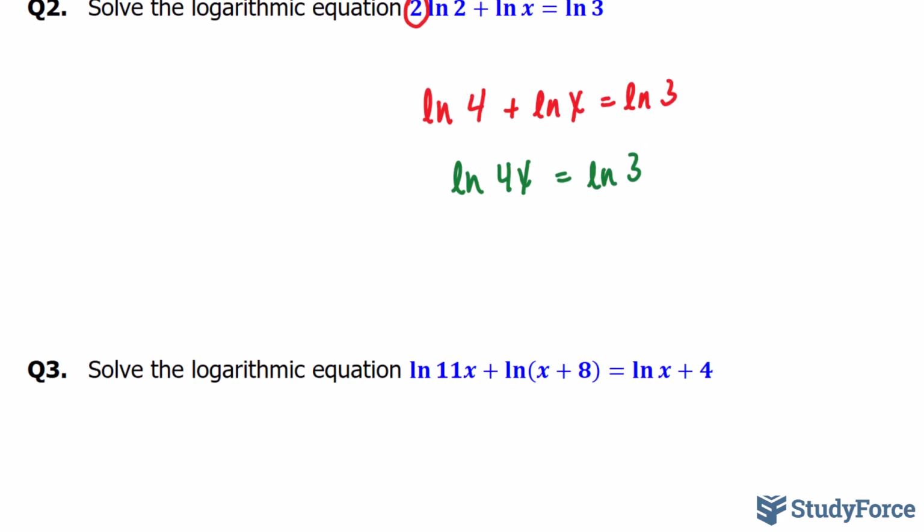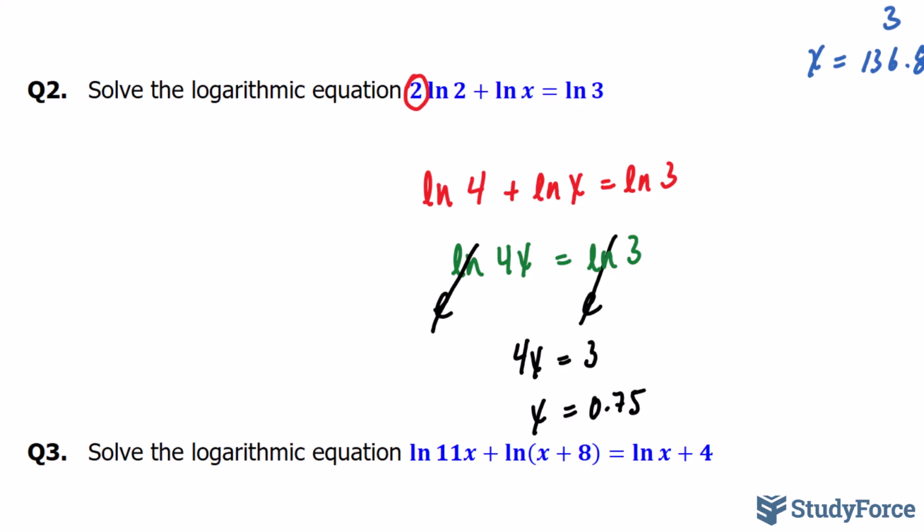And now that we have one term on the left side and one term on the right side, we can raise both sides as exponents to the base e. This will cancel out the ln's, leaving us with 4x is equal to 3, and solving for x gives us 0.75. Now we do need to check for validity, and the only place we need to check is here. If we substitute 0.75 into there, we will get an output for ln. Or simply remember that any value greater than 0 will work, and our answer of 0.75 satisfies that.